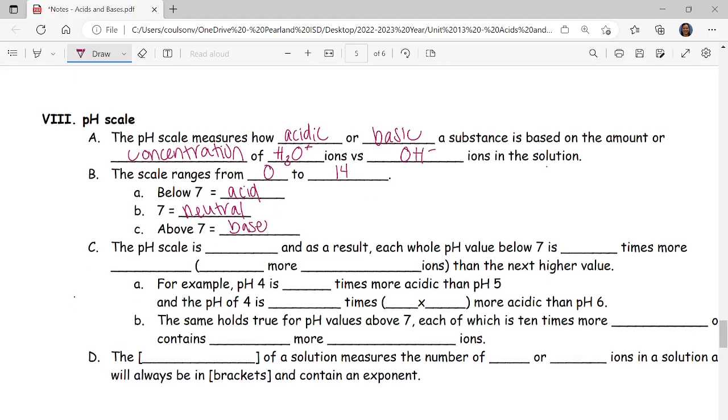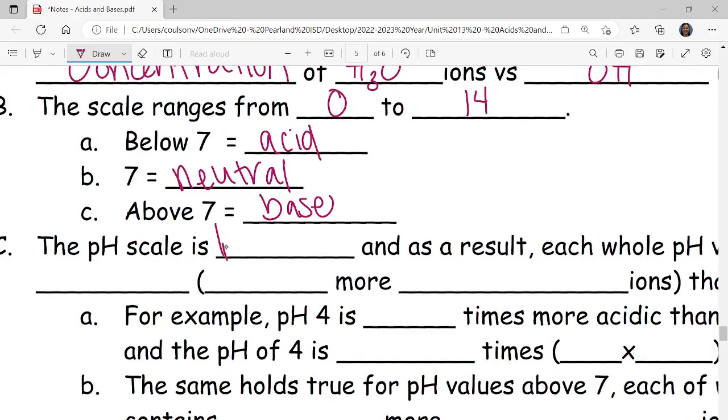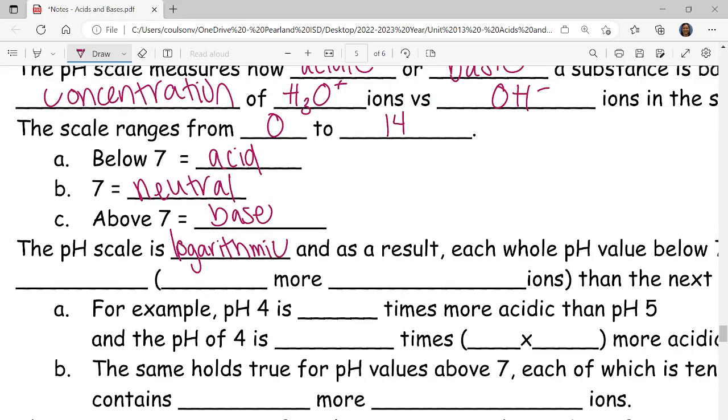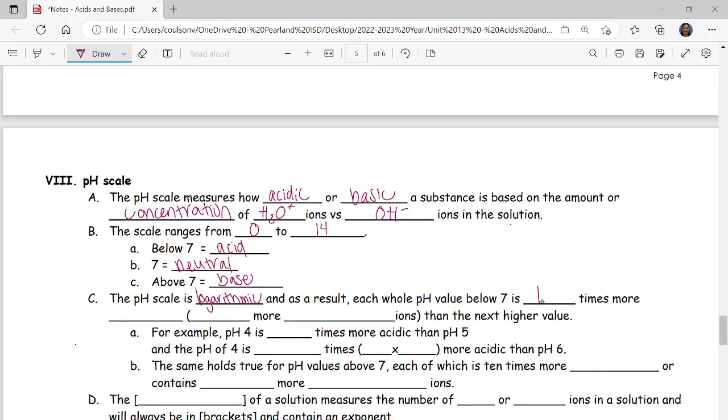So the pH scale is logarithmic, so that's why I wrote that word up on the board. L-O-G-A-R-I-T-H-M-I-C. Every time I write it, I feel like it looks kind of weird. So the pH scale is logarithmic, meaning that it increases tenfold every time you change the number. As a result, each whole pH value below 7 is 10 times more acidic, or has 10 times more hydrogen ions, than the next higher value.